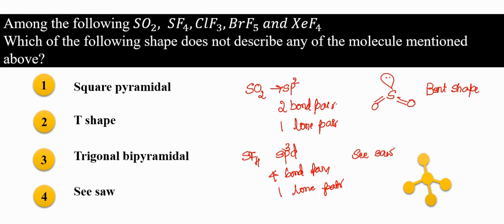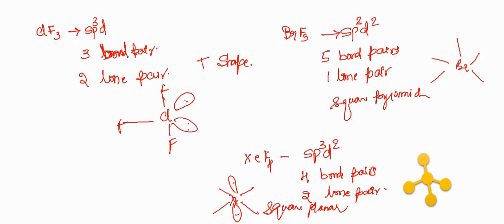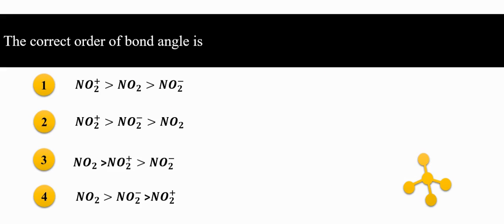So we'll see. Square pyramidal is there, T-shaped molecule is there, trigonal bipyramidal is not there, seesaw is there. So the option is the third one: trigonal bipyramidal shape does not describe any of the given molecules in the question. Okay, so we'll move into the next question.